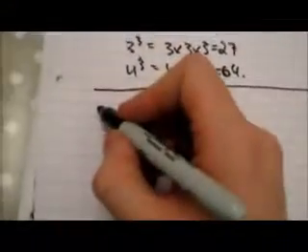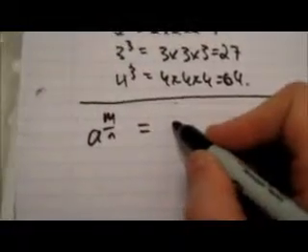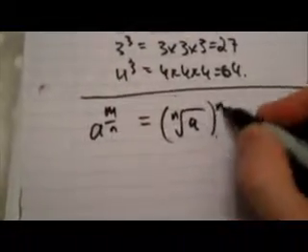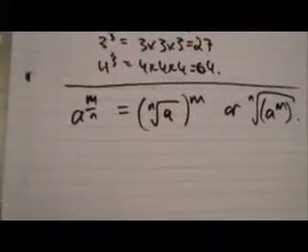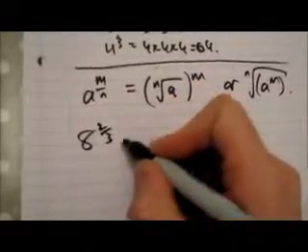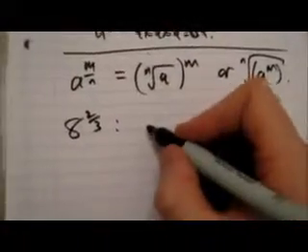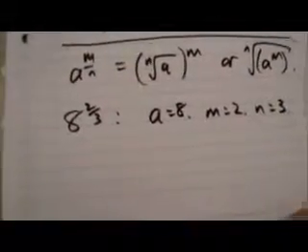And that's one way of doing the question. The other way that you can do the question is you can simply use the formula in the log tables. The formula in the log tables is written as a to the power of m over n equals the nth root of a all to the power of m, or a to the m and take the nth root of that. So you can just fill in the formula. Okay, so when you're looking at a to the power of 2/3, then a is equal to 8, m is equal to 2, n is equal to 3. So you just fill the formula in.